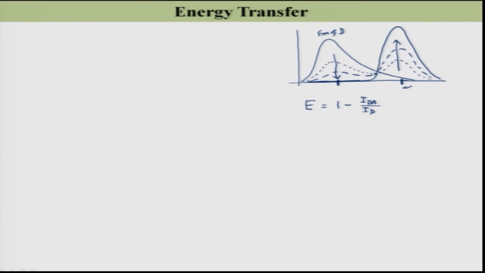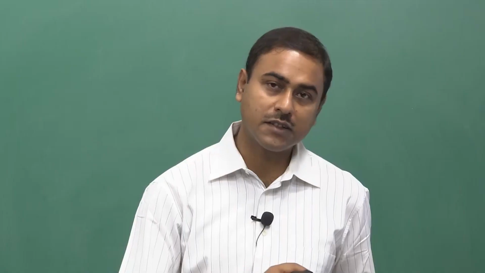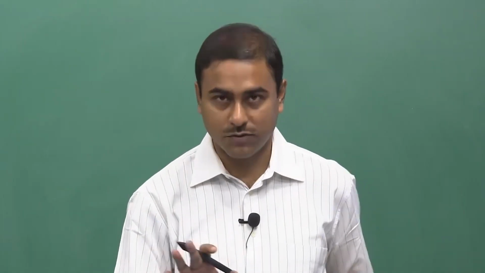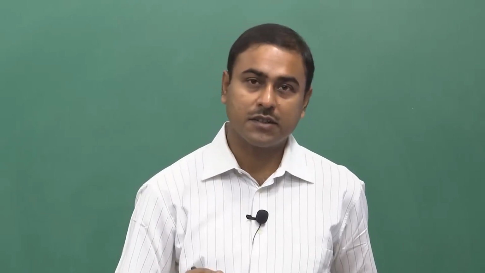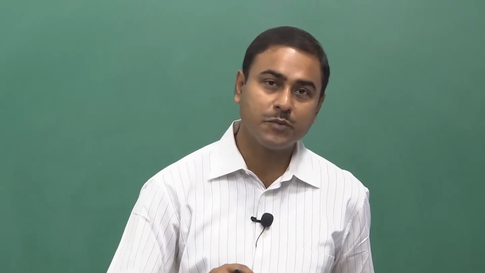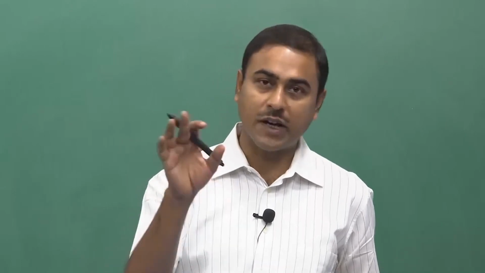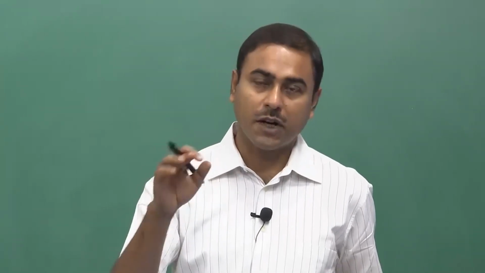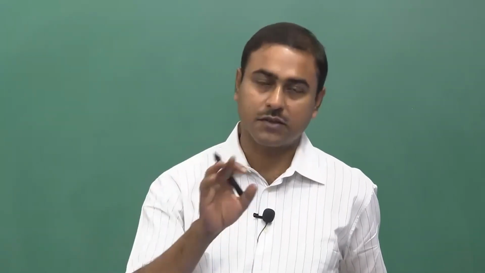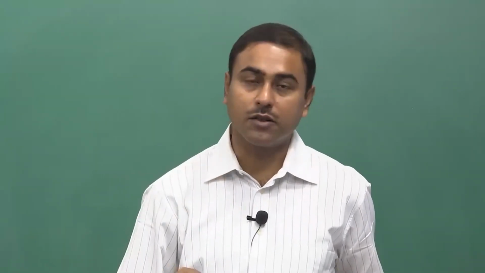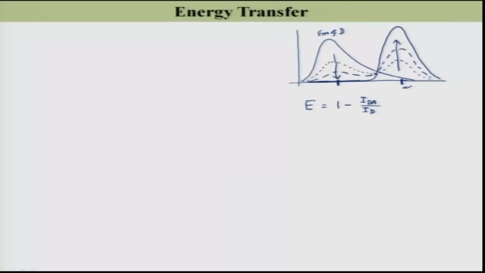So, then IDA by ID equal to 1, 1 minus 1 equal to 0, that means the energy transfer is completely inefficient, I mean 0, nothing. Now, if you consider that after addition of this acceptor, the fluorescence intensity became 0, from some value, it could be 100 to 0 or 1000 to 0, whatever it is, from there it is 0. That means 0 by something is 0, 1 minus 0 equal to 1. So, then efficiency is 1, that means it is a fully efficient energy transfer.